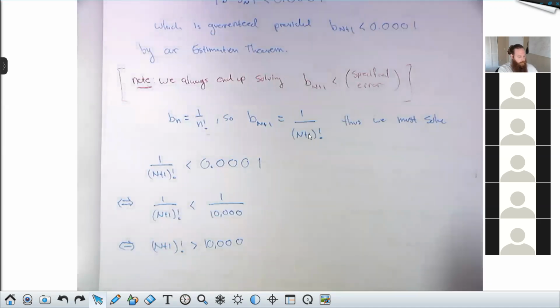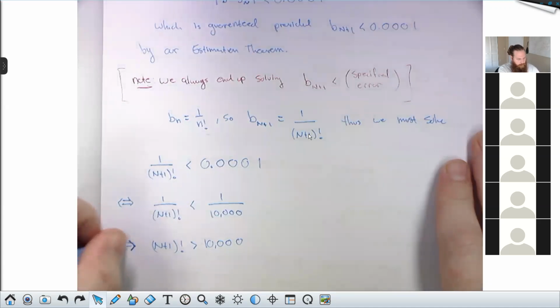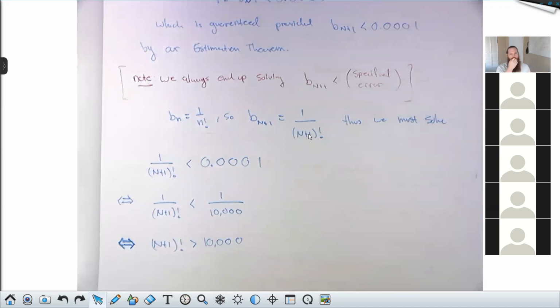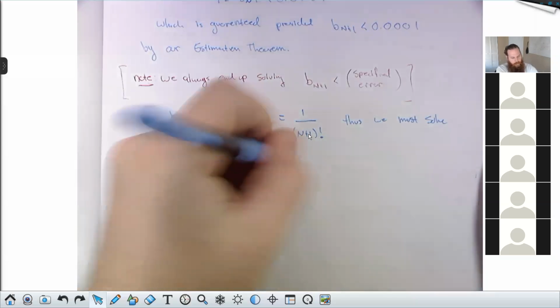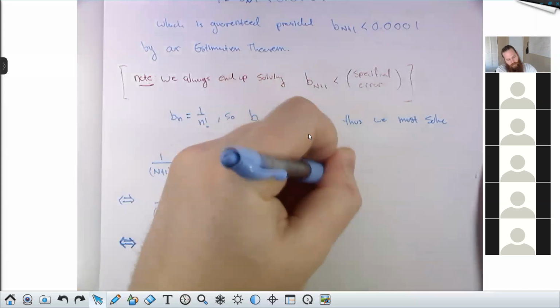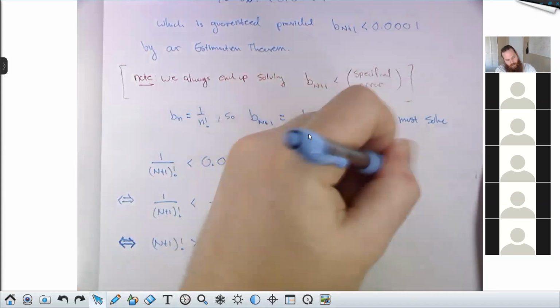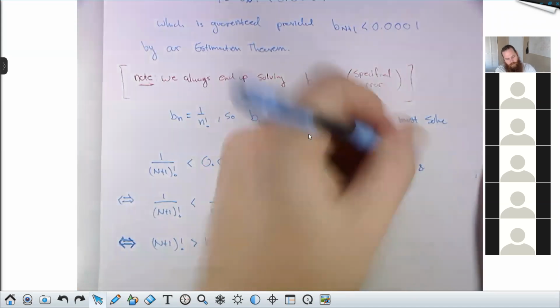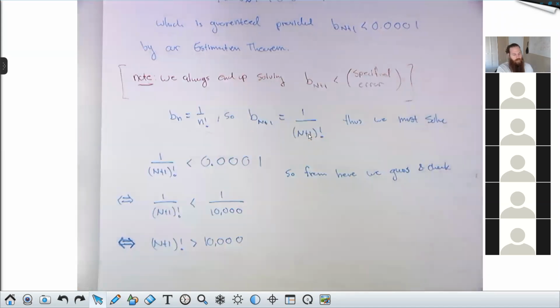So to solve this inequality, what we actually do is guess and check a little bit. I know you might not have heard that phrase since second grade, and I apologize for bringing it up in a calculus class, but that's really the only way to do it. So from here, we guess and check. I know what 0 factorial, 1 factorial, 2 factorial, 3 factorial, 4 factorial, 5 factorial are, and none of them are bigger than 10,000. So let's start at n equals 4, just for fun.